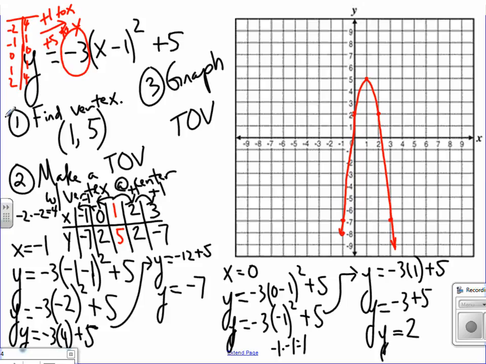And to make things easier on us, this 3-step procedure that I'm showing you is what we will always do. We'll find the vertex, we'll make a table of values, and then we'll graph the table of values. All right, there you have it.